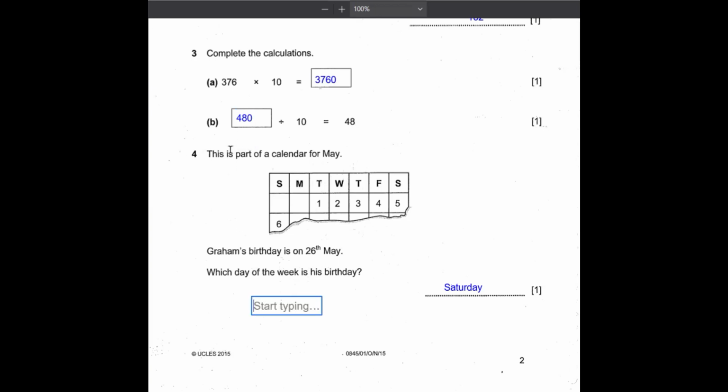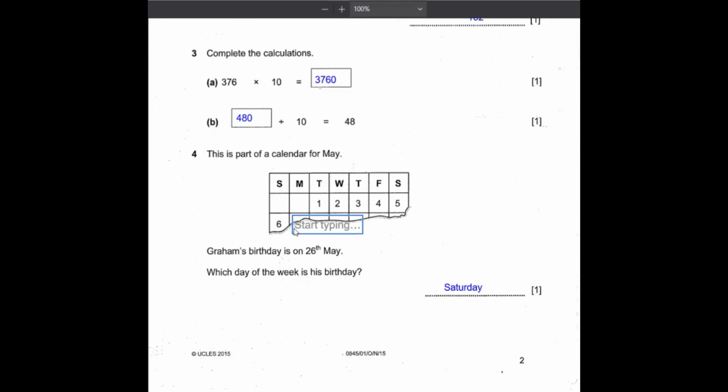Let's see the question. They say this is a part of a calendar of May. Graham's birthday is on the 26th of May. What day of the week is his birthday? You have many different options to solve such a type of question. Number one, you say this is 1, and then you can continue with the same idea, numbering them: 1, 2, 3, 4, 5, 6, and this is 7.